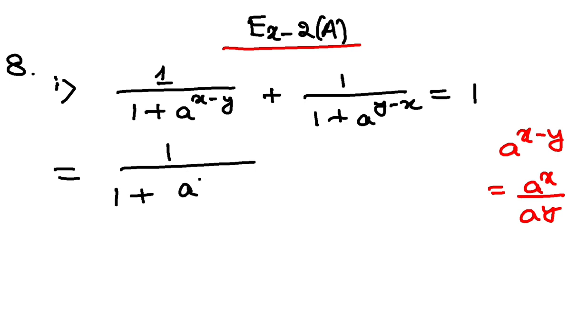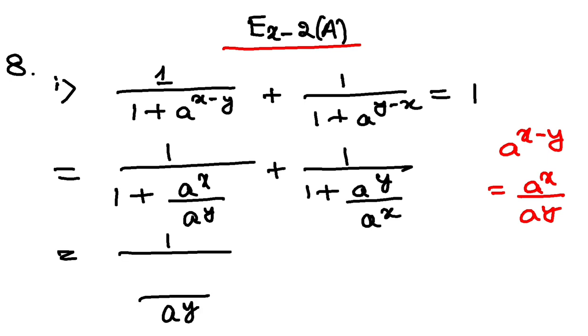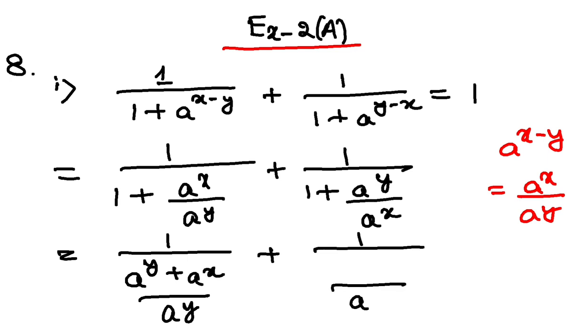So this is a to the power x by a to the power y. Similarly here also, 1 plus a to the power y by a to the power x. Now this means 1 by, here I will take LCM a to the power y, plus a to the power x. Same thing I will do here. Here LCM is a to the power x, so a to the power x plus a to the power y.